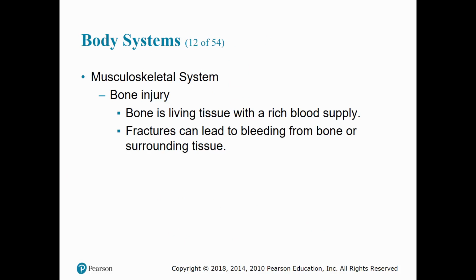When we have a bone that's become injured or fractured, it can lead to major bleeding from the bone as well as the surrounding tissue. The reason being is that our bones are living tissue with a rich blood supply. So when there's a loss of continuity within the structure of the bone, when you have a fracture, these sharp fragments that break off of it can injure surrounding tissue such as nerves, blood vessels, and various connective tissue.